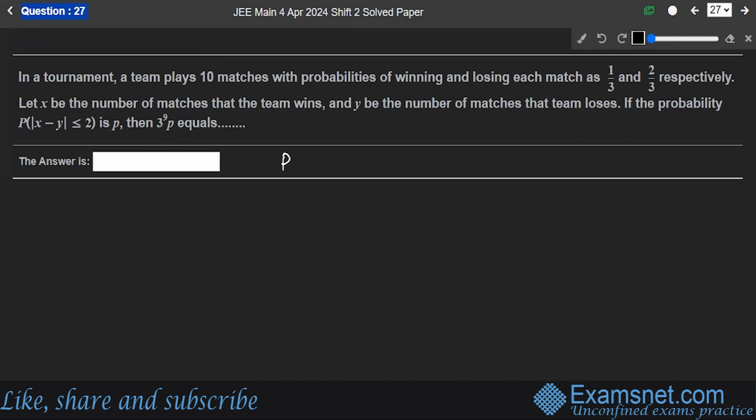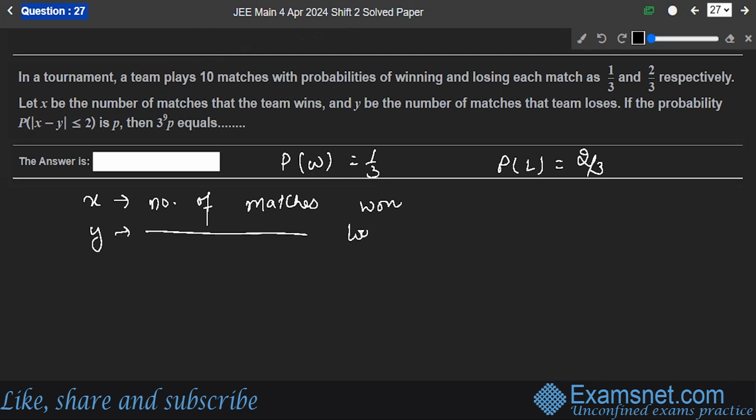Here you are given that the probability of winning is 1/3 and the probability of losing is also 2/3. X gives you the number of matches won by the team and Y gives you the number of matches lost by the team. Next, you have one more thing, that X plus Y is equal to 10, because a total of 10 matches are being played.